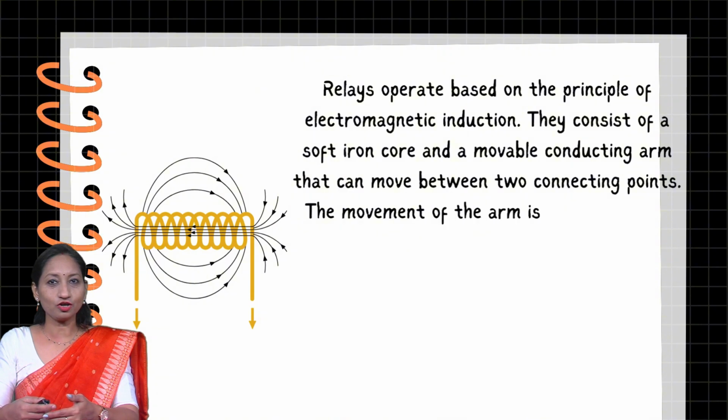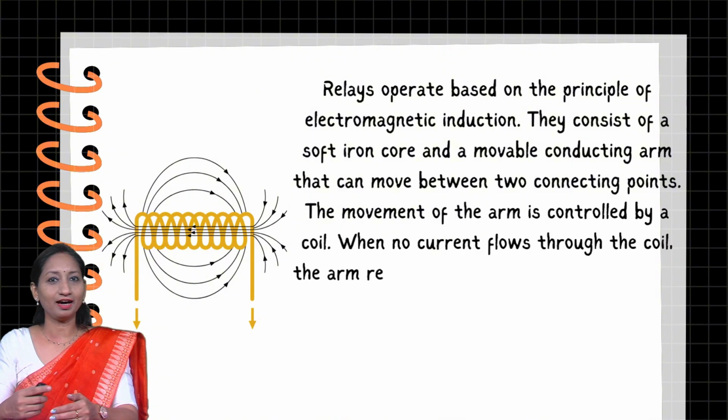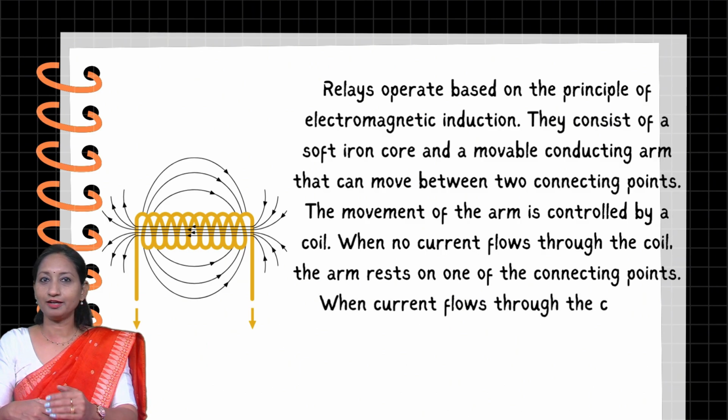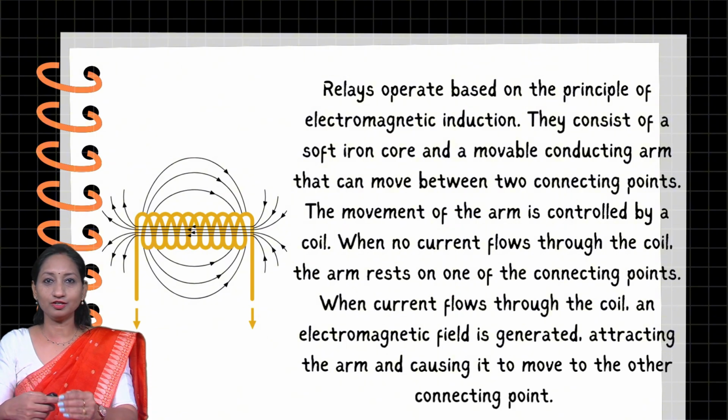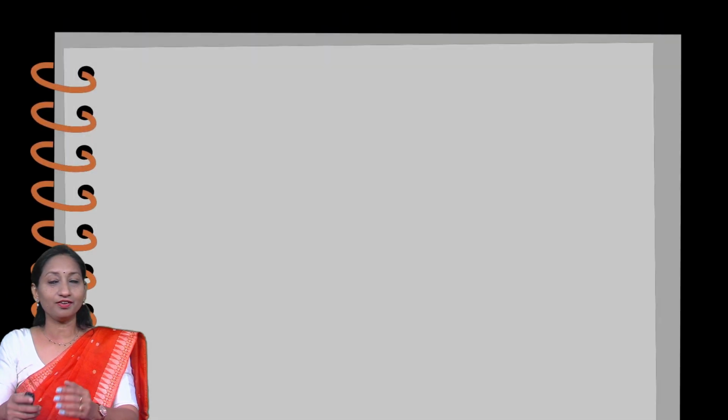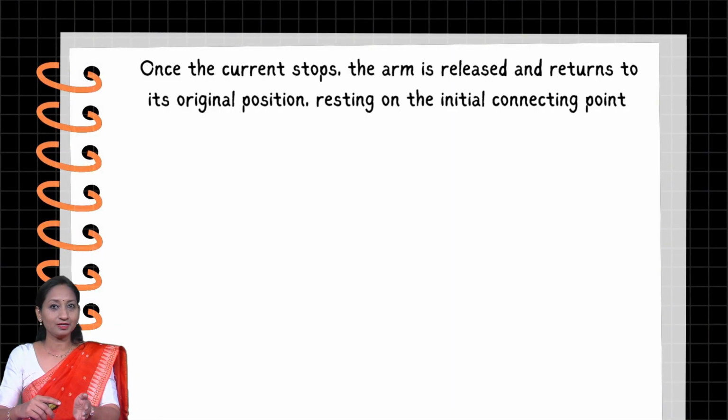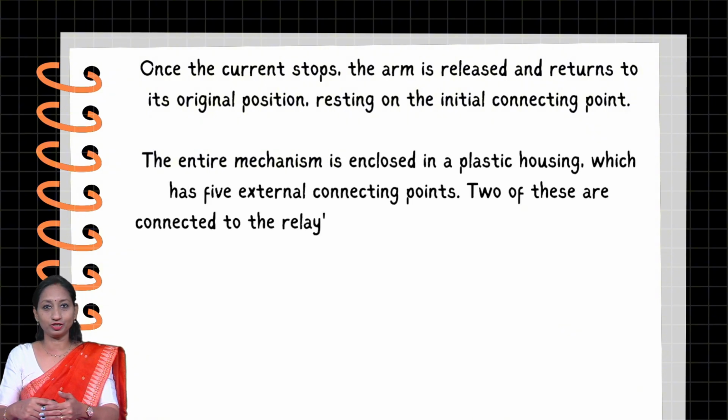They consist of a soft iron core and a movable conducting arm that can move between two connecting points. The movement of the arm is controlled by a coil. When no current flows through the coil, the arm rests on one of the connecting points. When current flows through the coil, the electromagnetic field is generated, attracting the arm and causing it to move to the other connecting point. Once the current stops, the arm is released and returned to its original position.